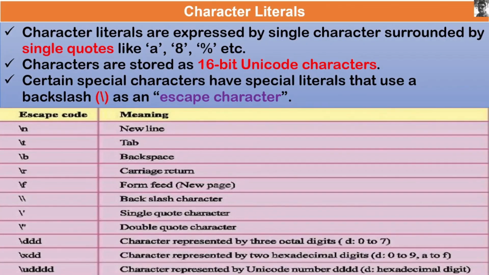Character literals. Character literals are expressed by a single character surrounded by single quotes like this. We already discussed this many times. Characters are stored as 16-bit Unicode characters. Certain special characters have special literals that use a backslash as an escape character. You can see the list of characters: \n for new line, \t for tab, \b for backspace, and so on. So you can go through this table to understand things.